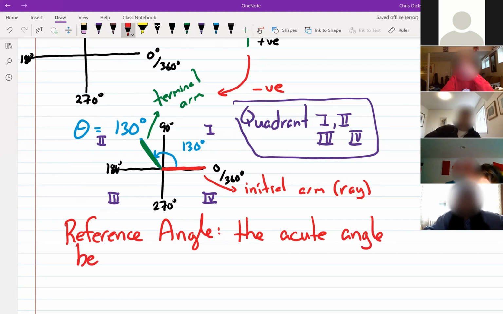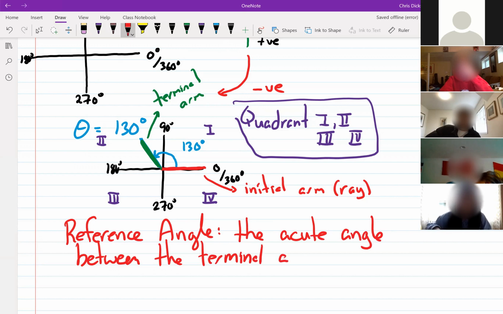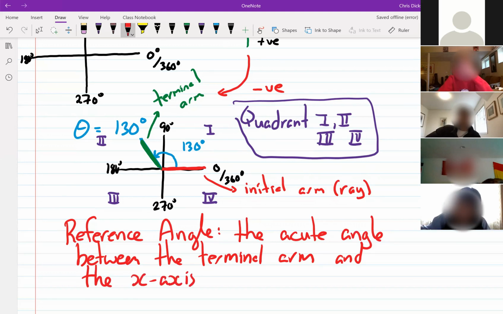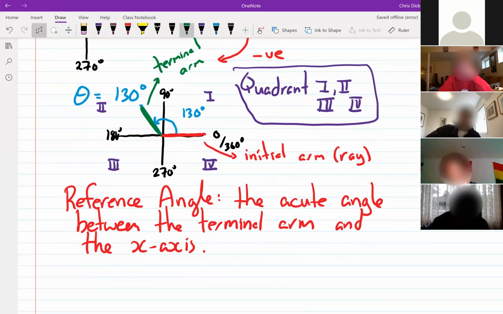between the terminal arm and the x-axis. And so there's 3 parts to this definition you really got to be careful about getting right. And it's actually quite surprising what students get most confused in this definition.